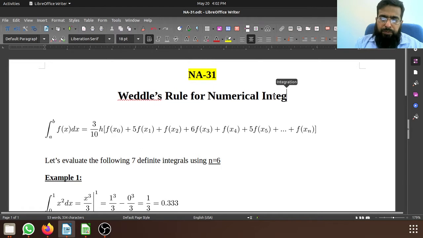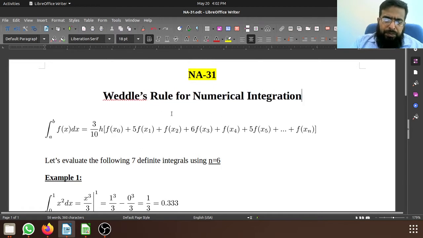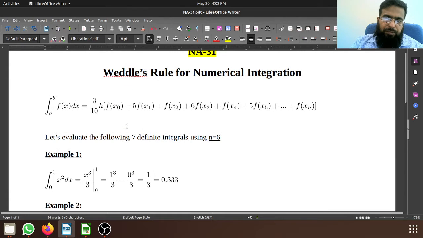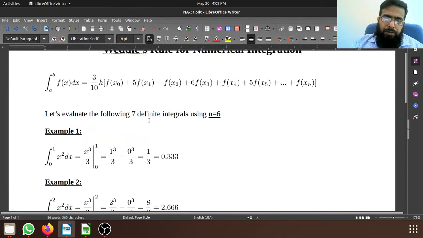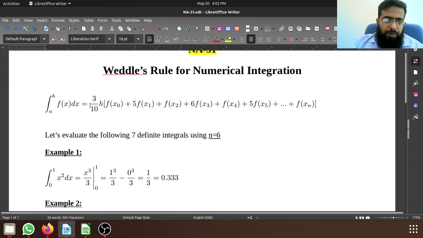Before this we have studied Simpson's rule for numerical integration, which uses a formula like this. The formula for Weddle's rule is very similar to the formula we studied for Simpson's rule in our last lecture. Here f of x0 and f of xn are multiplied by 1. The h is the same as we studied for Simpson's rule.